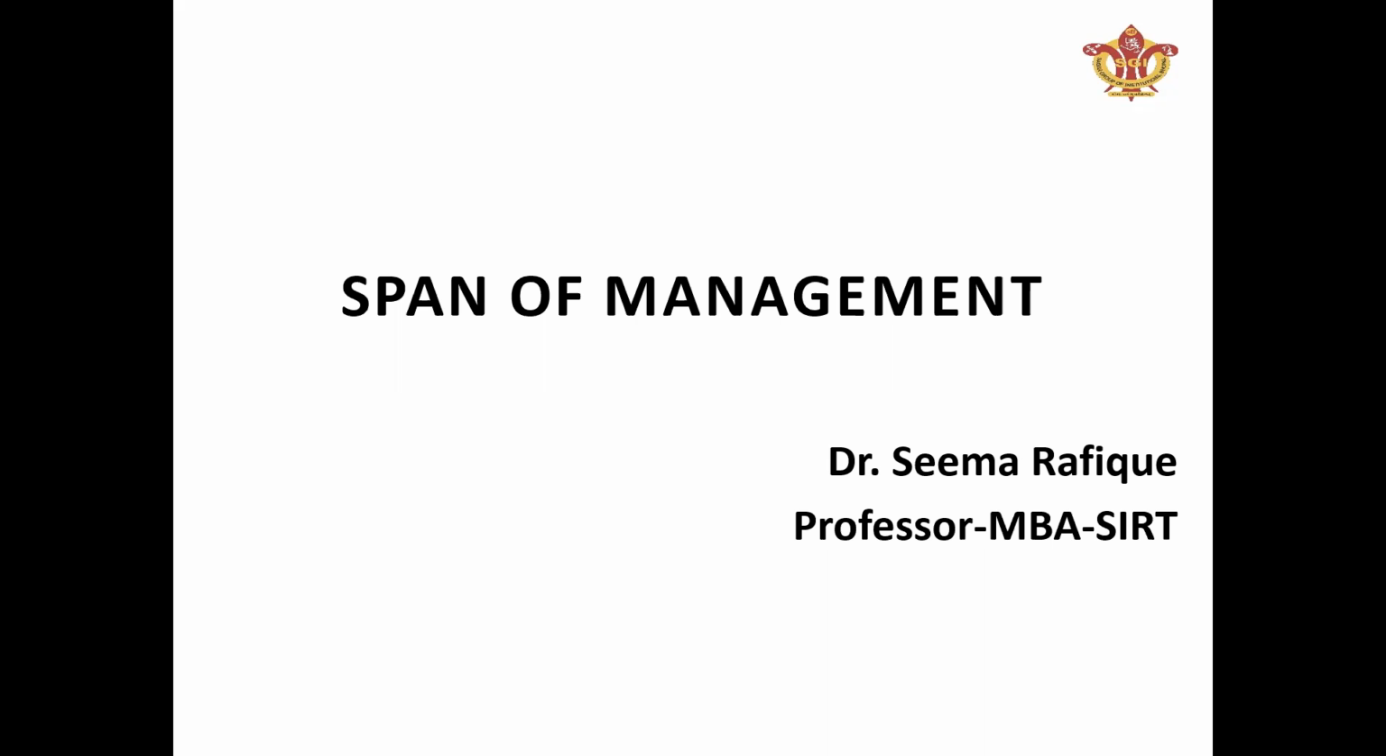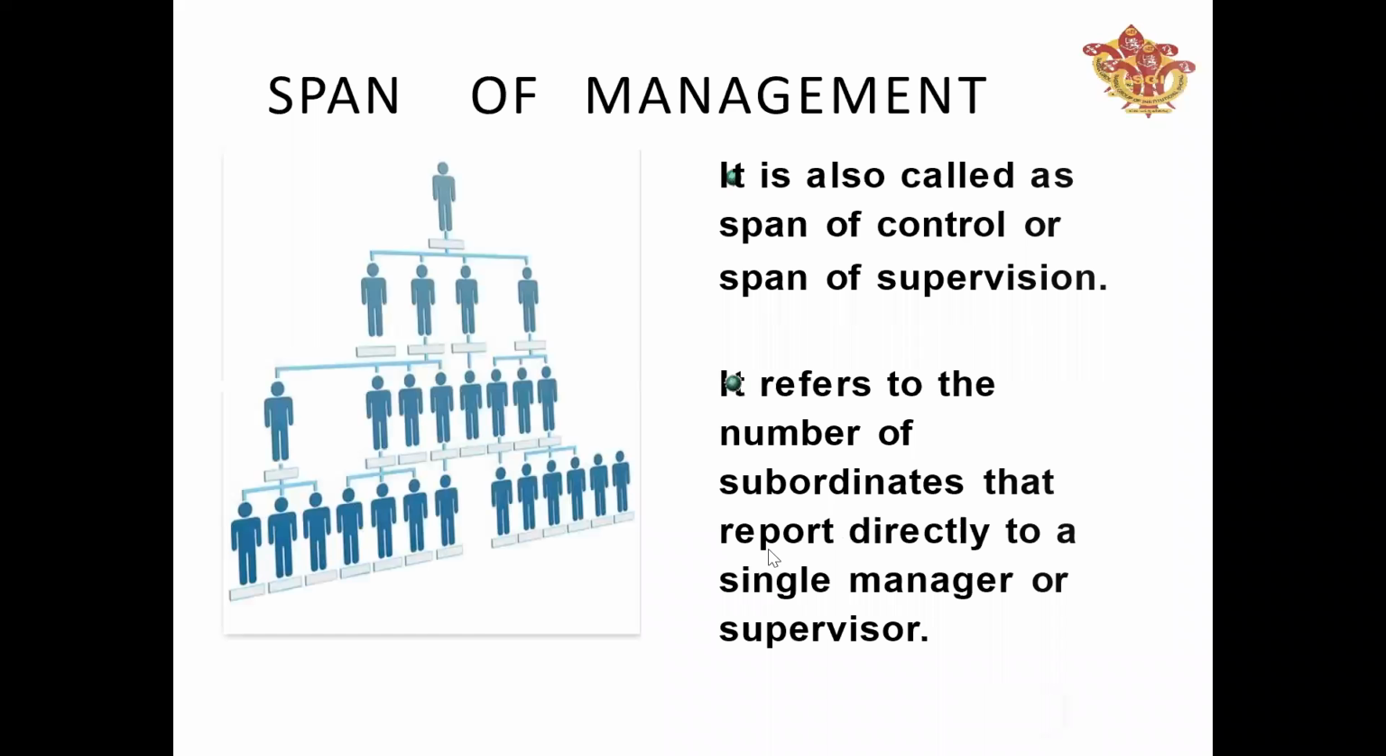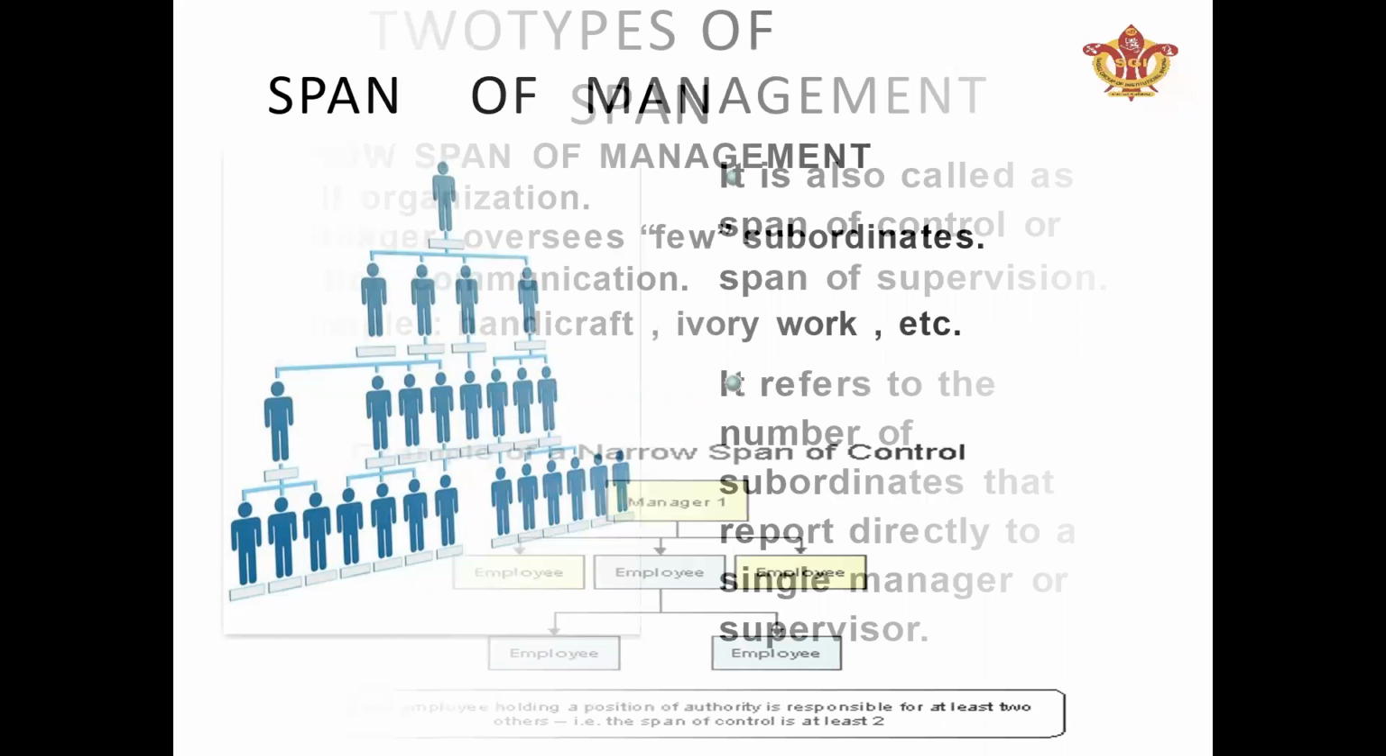Let us see what the span of management is. Span of management, by definition, is also called the span of control, or span of supervision. It refers to the number of subordinates that report directly to a single manager or supervisor. In simple words, span of management is how many subordinates are directly reporting to a single manager or supervisor.